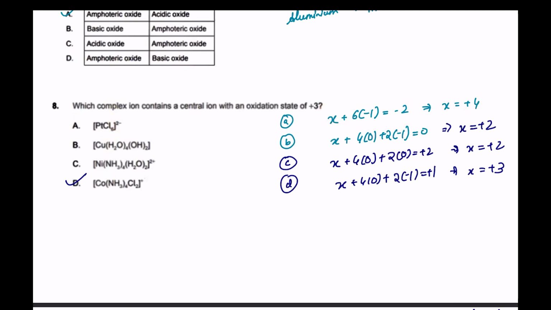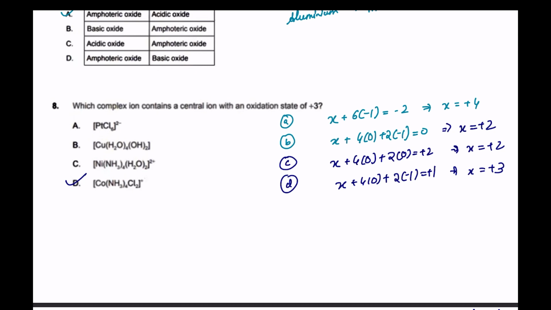In the next case, we have Cu, H2O whole 4, and OH whole twice. We don't know the oxidation state of Cu, and Cu is the central atom, so let's assume that the oxidation state of Cu is X. The oxidation state of water is always 0, so 4 times 0. And the oxidation state of OH is -1, like the general OH minus, so it would be 2 times -1. Solving this, we get X as +2. So this is also not the correct answer. We need an oxidation state of +3.